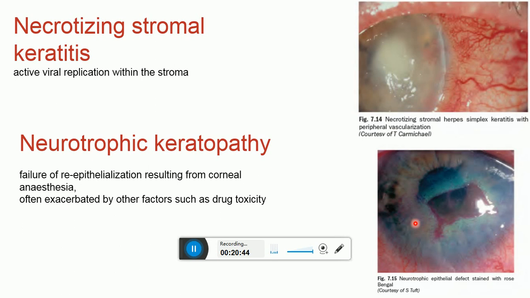The stroma beneath the defect is grey, opaque, and may be thin. Secondary bacterial or fungal infection may occur. Treatment is that of persistent epithelial defects. Topical steroids to control any inflammatory component should be kept to a minimum.